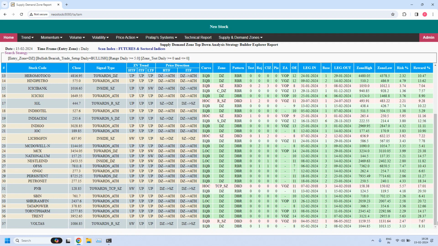So total 37 stocks are filtered. So it's a big list again. That's why, from this list, because we want immediate trades, let us find the stocks that are very near to the zone, near to the demand zone.